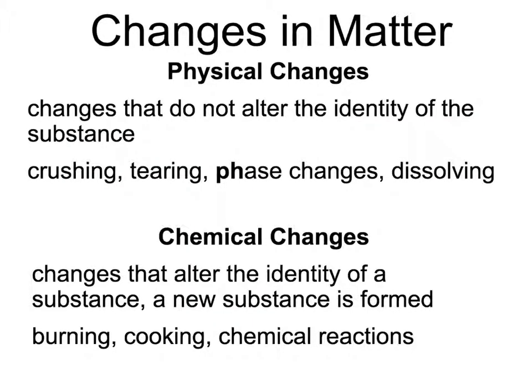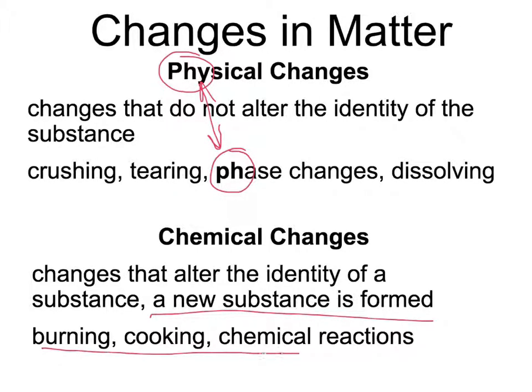Okay, as we mentioned before, physical changes do not alter the identity of the substance, and these involve crushing, tearing, phase changes, or dissolving. You can think of a physical change as a phase change. That's just a phase change. And chemical changes are changes that will alter the identity of the substance, and a new substance is formed. This would involve burning, cooking, or chemical reactions.